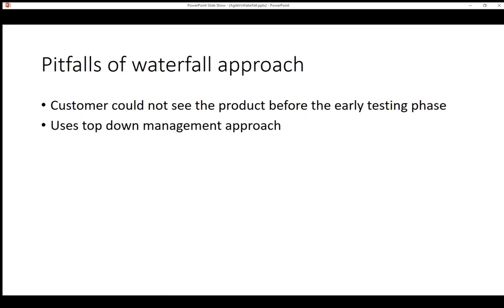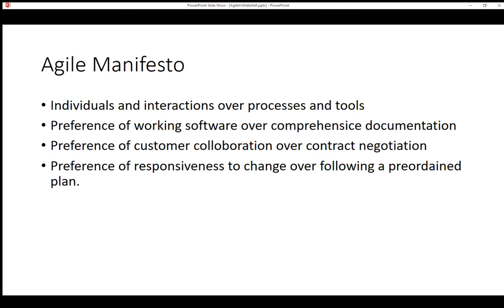So let's come to the actual thing, the Agile Manifesto. Let's discuss the Agile Manifesto. The Agile Manifesto has 4 tenets. The first one is individuals and interactions over process and tools. The agile mindset values people and their interactions over detailed process and the comprehensive use of tools.